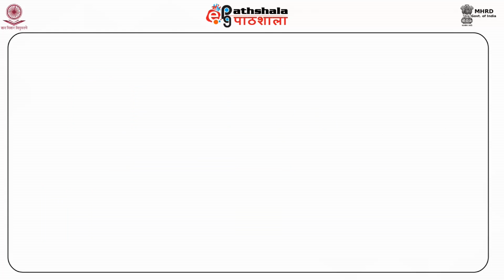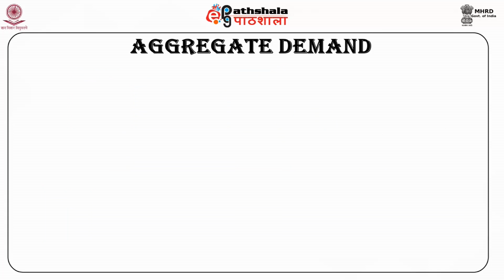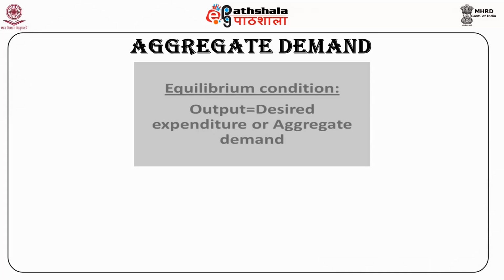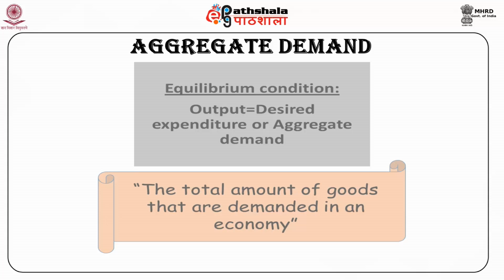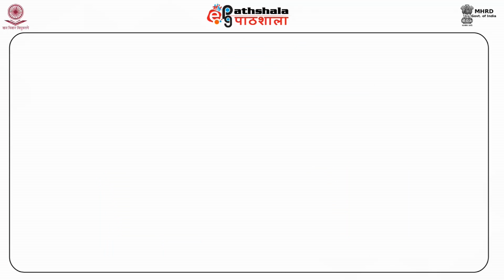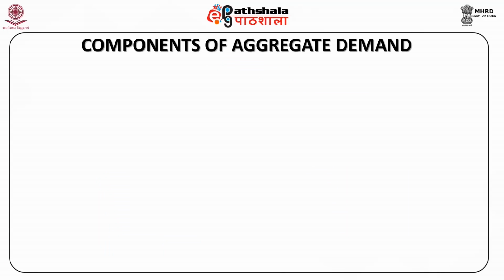Let us move over to the concept of aggregate demand. The equilibrium condition in the Keynesian model is that output should be equal to desired expenditure or aggregate demand. It is therefore important to understand the concept of aggregate demand in an economy. The aggregate demand, AD, is the total amount of goods that are demanded in an economy. There are four components of aggregate demand.